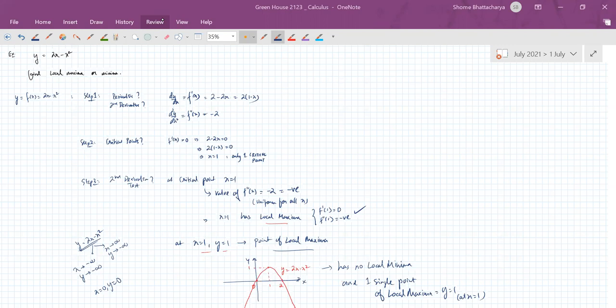Because there is no other critical point, but the one critical point here, we have analyzed by second derivative test that it's a point of local maxima. So we are not left with any other critical point. You already know that the point x equal to 1 is a point of local maxima. So had there been a minima, then you would have got a critical point there also, no? But there's no other critical point. There's only one critical point. Okay.